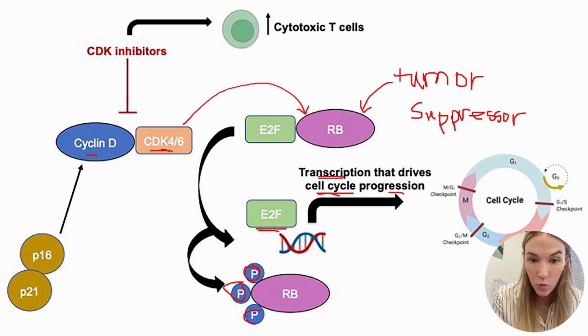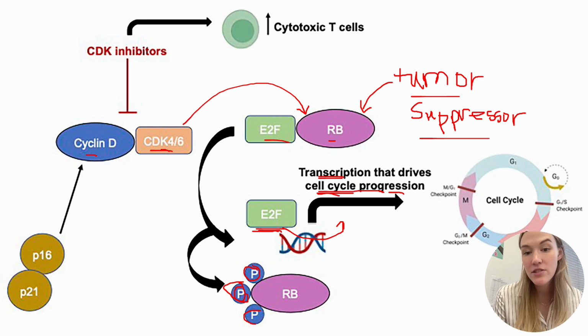It also looks like when RB is phosphorylated, it lets go of E2F. And so E2F now is free to go drive the cell cycle. That's how it works. Now, why do we call it a tumor suppressor? Well, because as long as RB is bound to E2F, the cell cycle doesn't proceed. But if E2F is on its own, then the cell cycle does proceed.